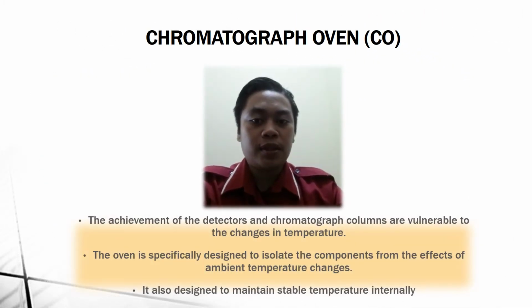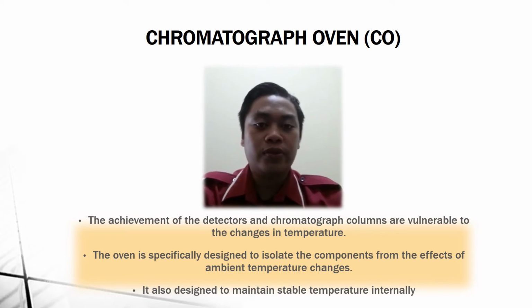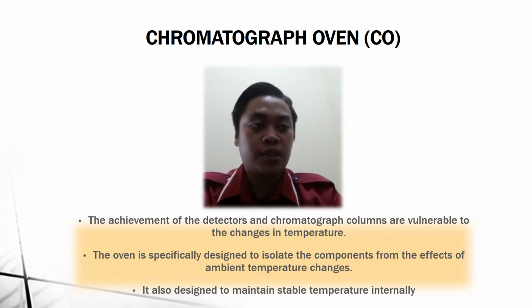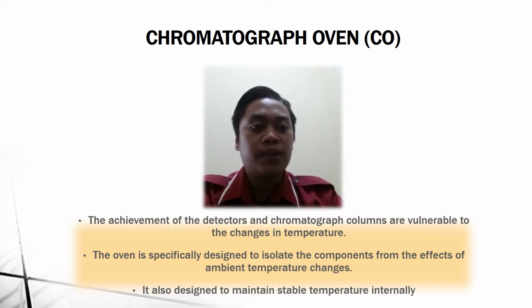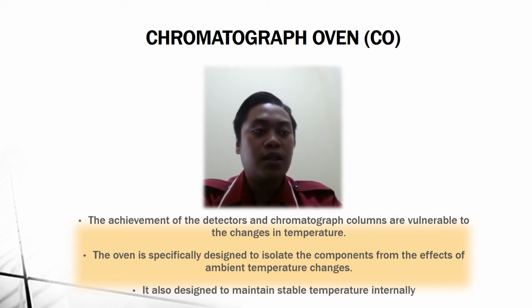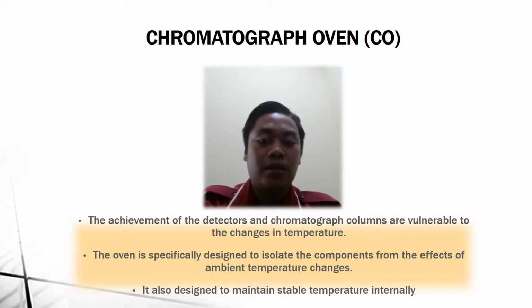The next component is the chromatograph oven. The chromatograph oven is the attachment for the detectors and chromatograph columns that are vulnerable to changes in temperature. The oven is specifically designed to isolate the components from the effect of ambient temperature changes. It is also designed to maintain a stable temperature internally.